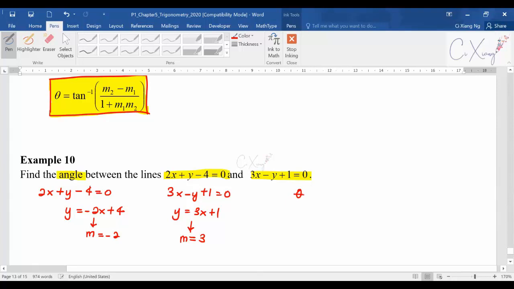When you want to find the angle between two straight lines, you use the formula theta equals tangent inverse of m2 minus m1. Again, as I said, no matter which value you use, the answer will still be the same. Usually my practice is to put the larger number in front for m2, because I want to avoid the negative to make my calculation easier. Although the answer is still the same, I will always put the larger value in front. So I'm using 3 as m2, so m2 minus m1 divided by 1 plus m1 m2.